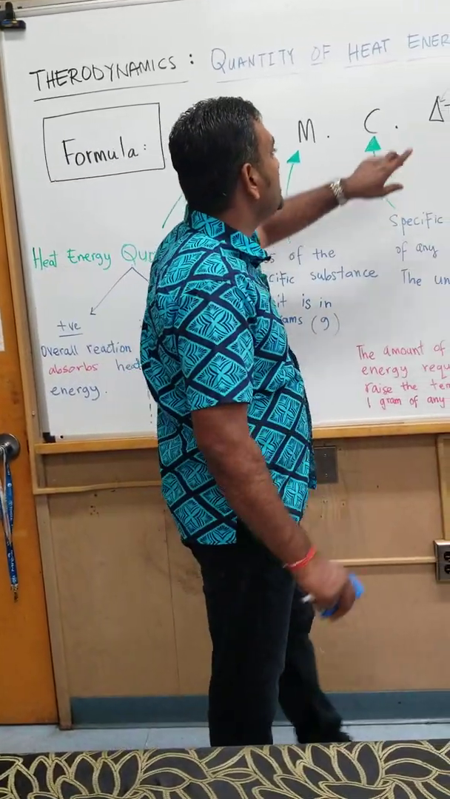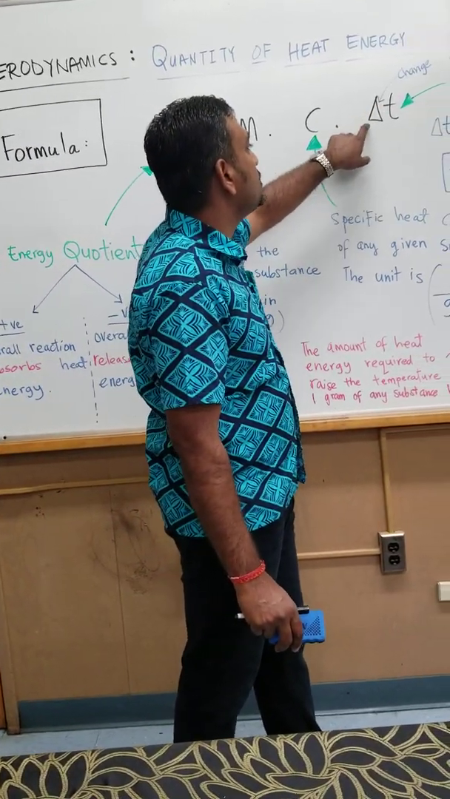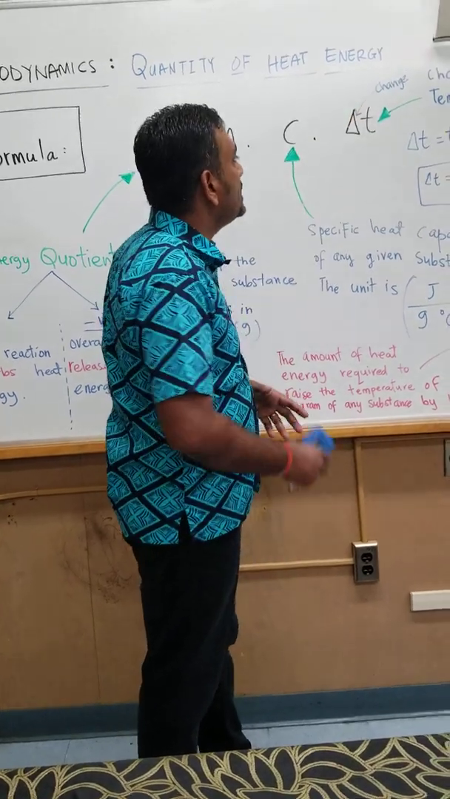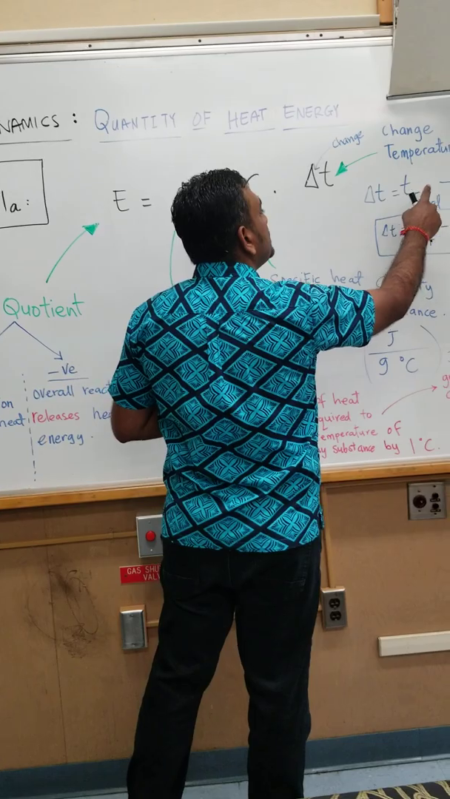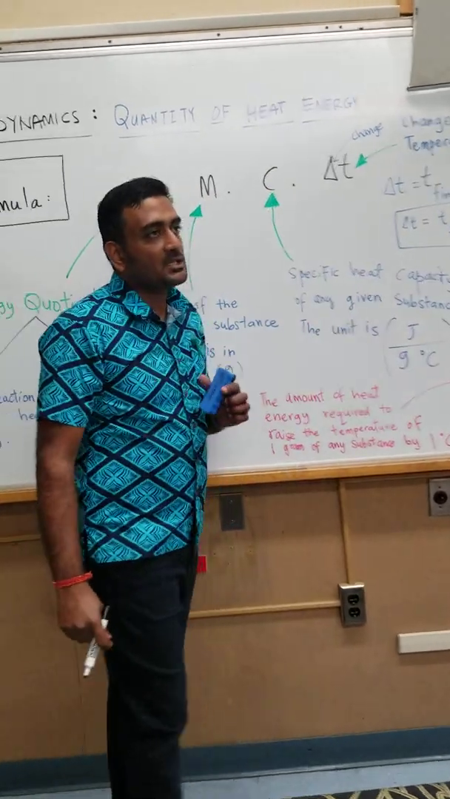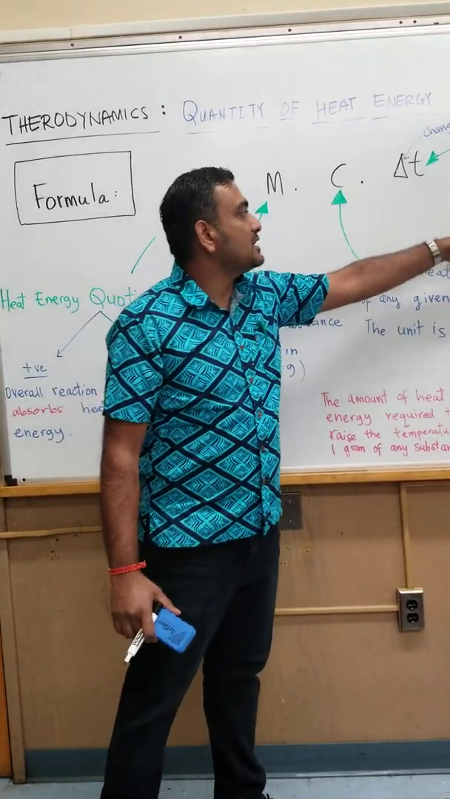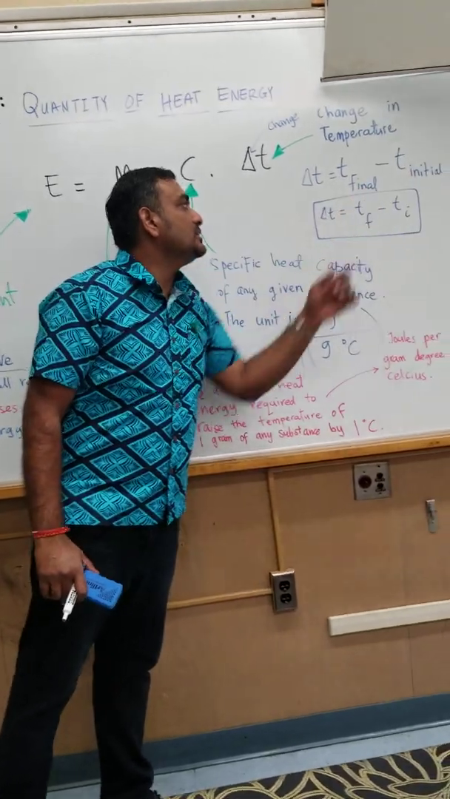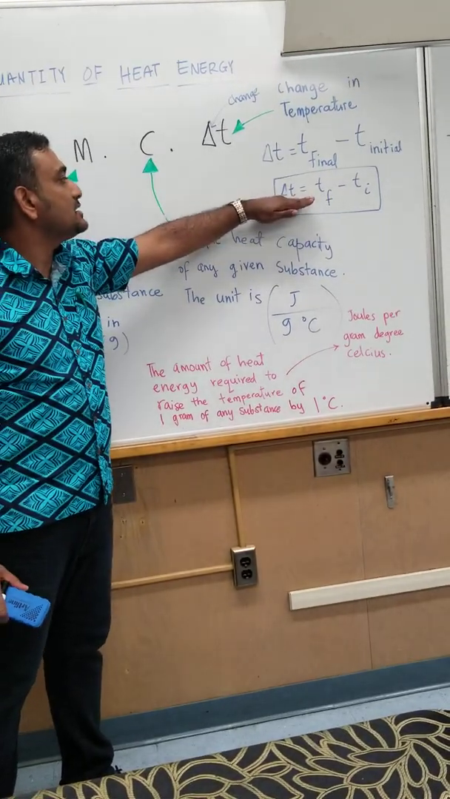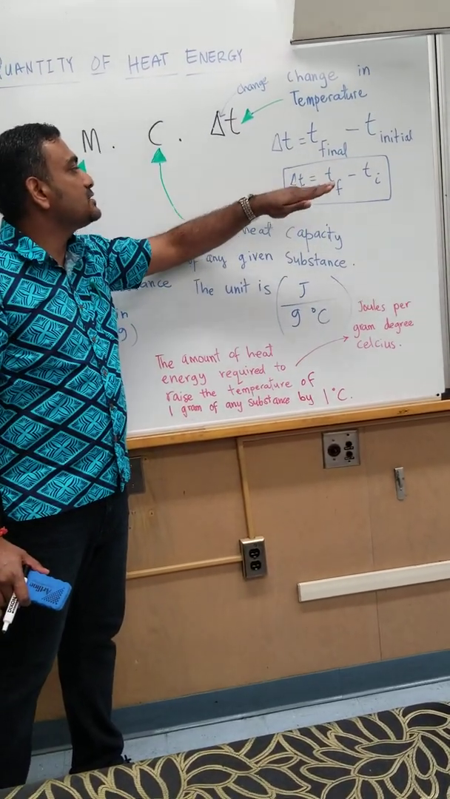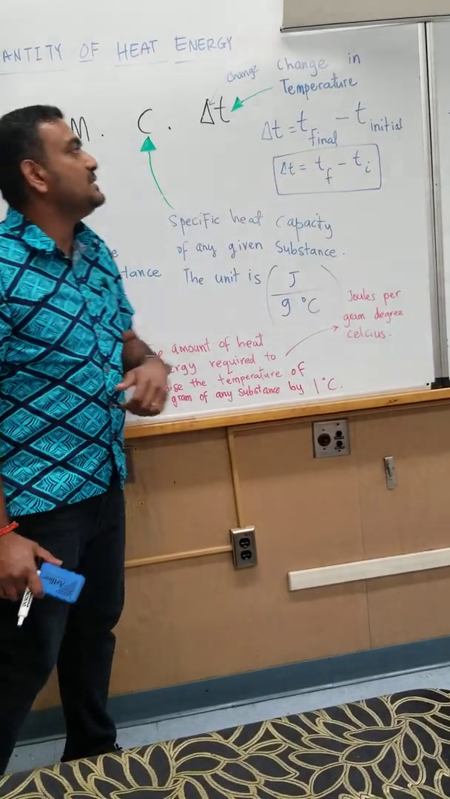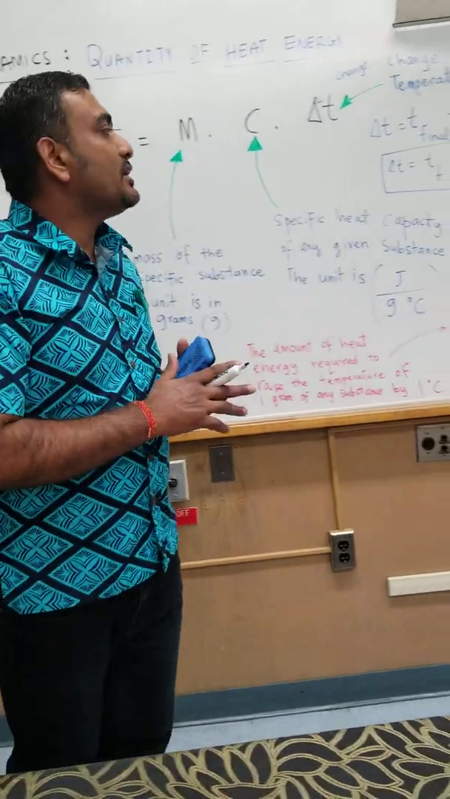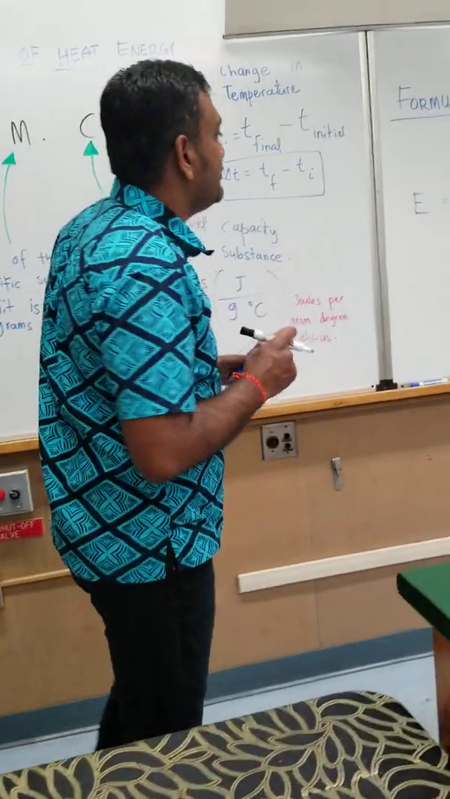And the last variable in the equation is delta T. The small triangle stands for change, and T, change in temperature, which is usually final temperature minus initial temperature. So TF stands for final temperature, TI for initial temperature. So delta T, change in temperature, is calculated by this formula: delta T is equal to TF minus TI. Now let's look at the different variations of this same formula.